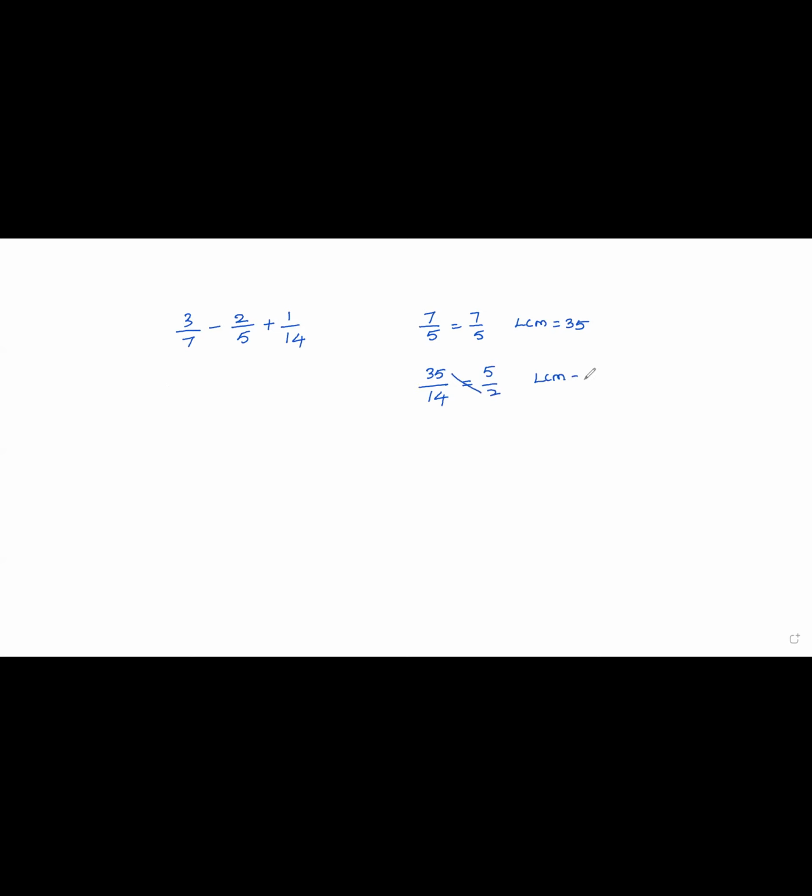So LCM is 70. So here our LCM is 70. Now equivalent fractions we are writing. 7 is 7. Okay. 5 is 5. Okay. 14 is 2. Okay. But the LCM part is very important. This part into 5 times. That is the way of writing the structure.